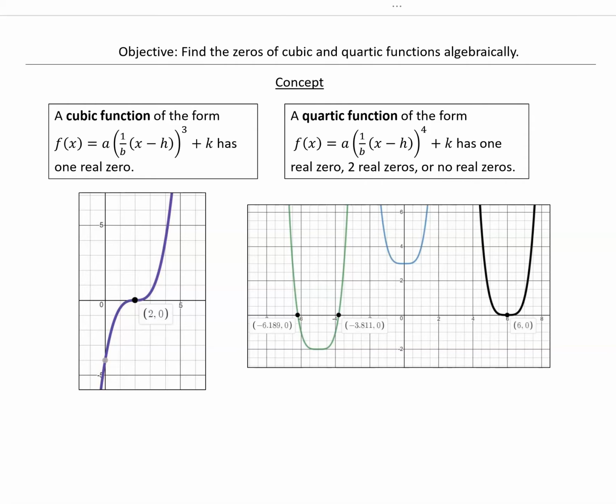Hello everyone, this is Ms. Page, and in this lesson we are going to be talking about how to find zeros using our algebra skills for the cubic and quartic functions we have been graphing in the past couple of lessons.